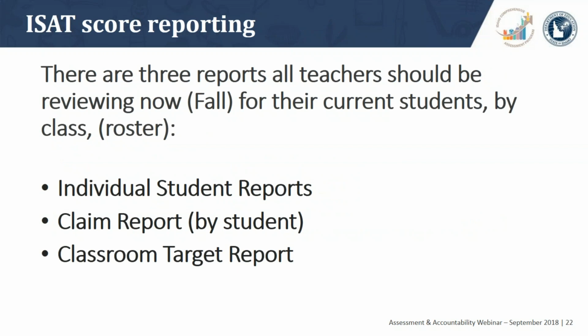Right now, there are 3 reports that all teachers should be reviewing in the online reporting system, looking at their current students. As I've gone around the state this fall and done some training, people have really appreciated looking at these reports and getting important information on their students and their classes, their rosters of students right now in the fall as they start teaching. So these are the 3 reports that would be really important for teachers to look at right now in the fall with new students: the individual student reports, the claim report by student, a student list with all of their claim scores, and then the classroom target report. In order to see these, you will have to upload your students, make sure all of your teacher users are current, and then also create rosters for this year.